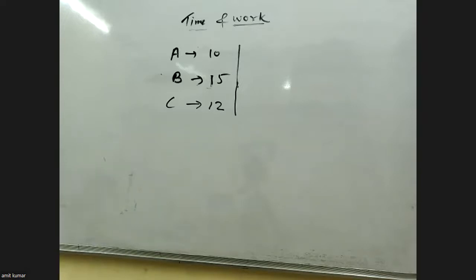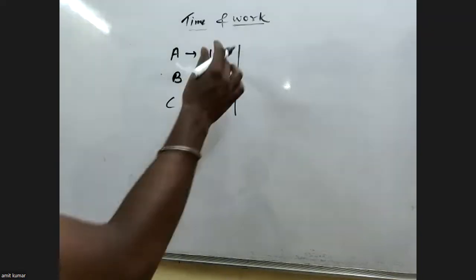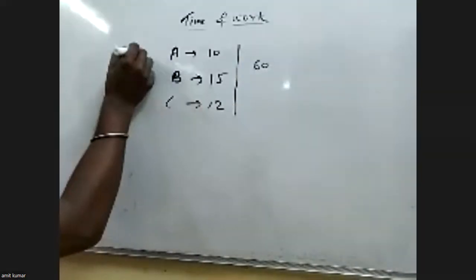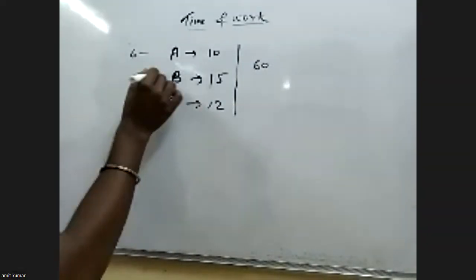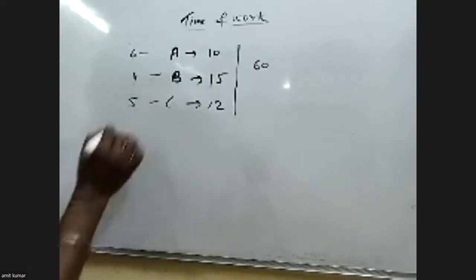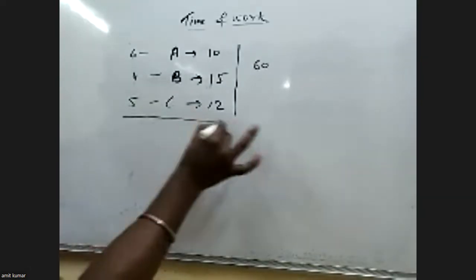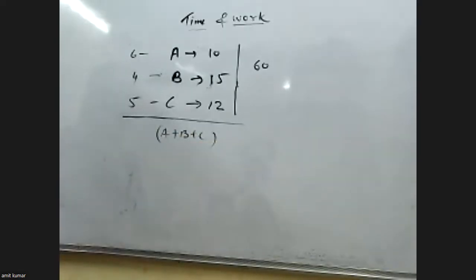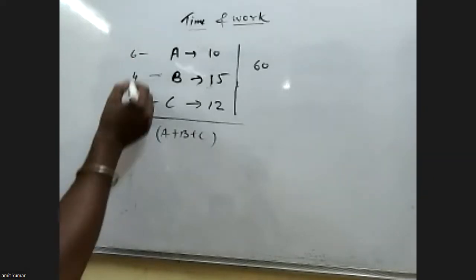Sir, my answer is coming 15 days. Okay, I will solve it. Don't worry. What will be the LCM of 10, 12, and 15? 60. Okay. Then A's unit is 6, B's is 4, C's is 5. A plus B plus C, then that will be 15.